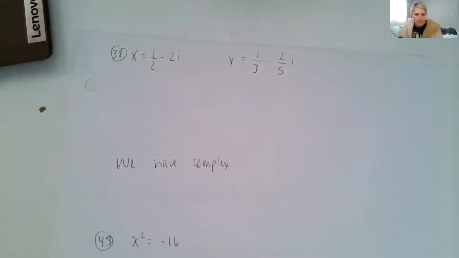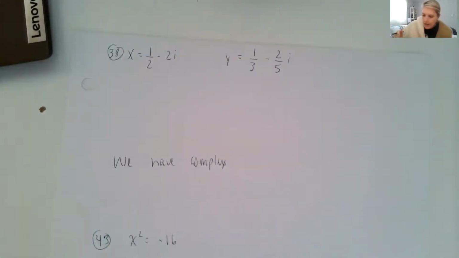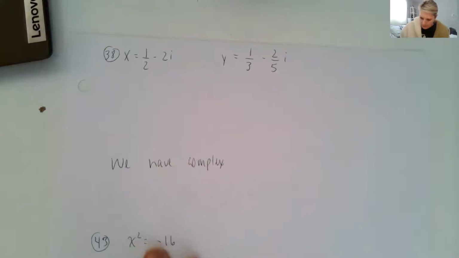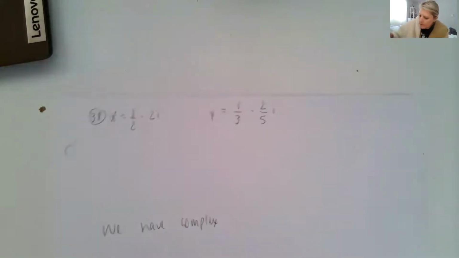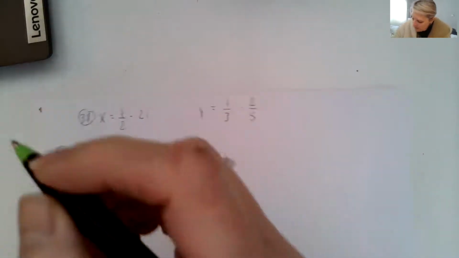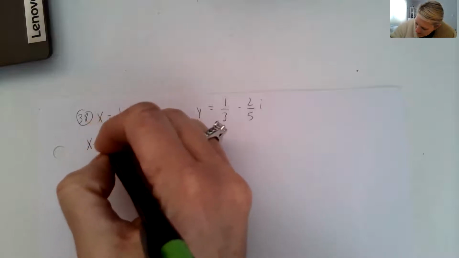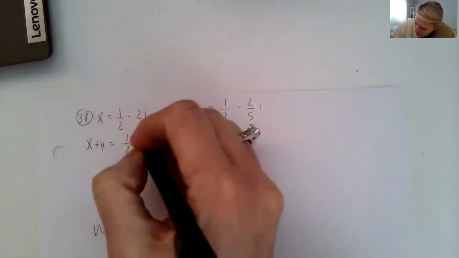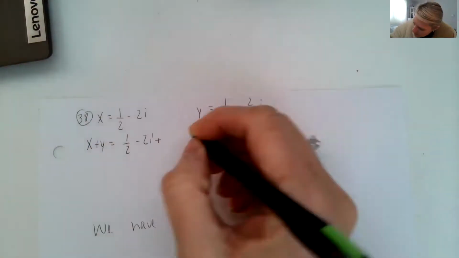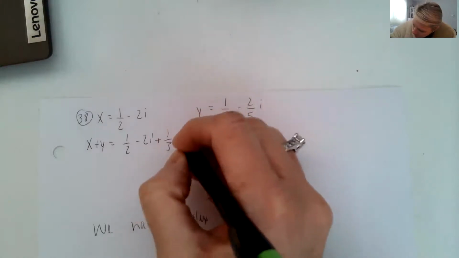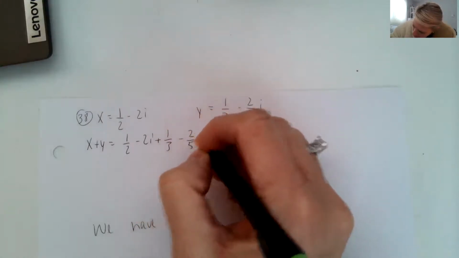So next up is 38. 38 is similar. They're asking us to do x plus y, is 1/2 minus 2i plus 1/3 minus 2/5 i.